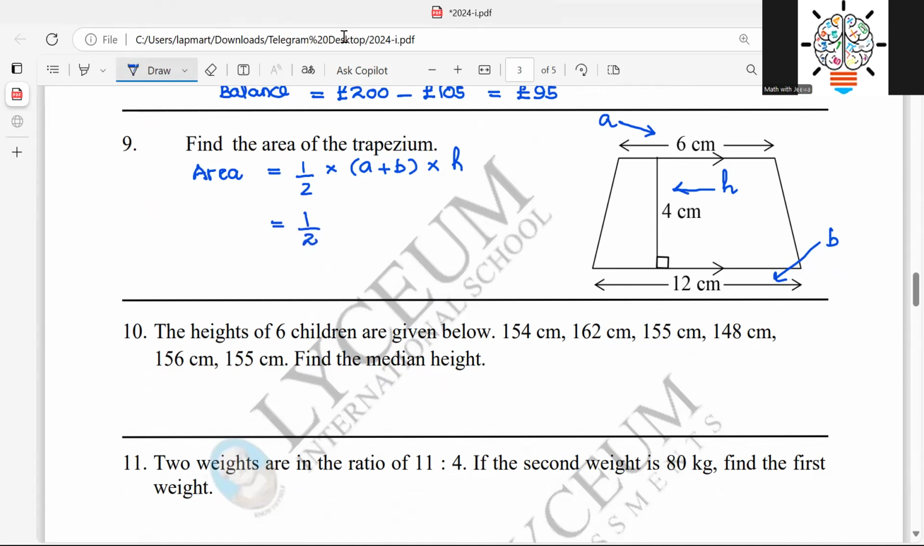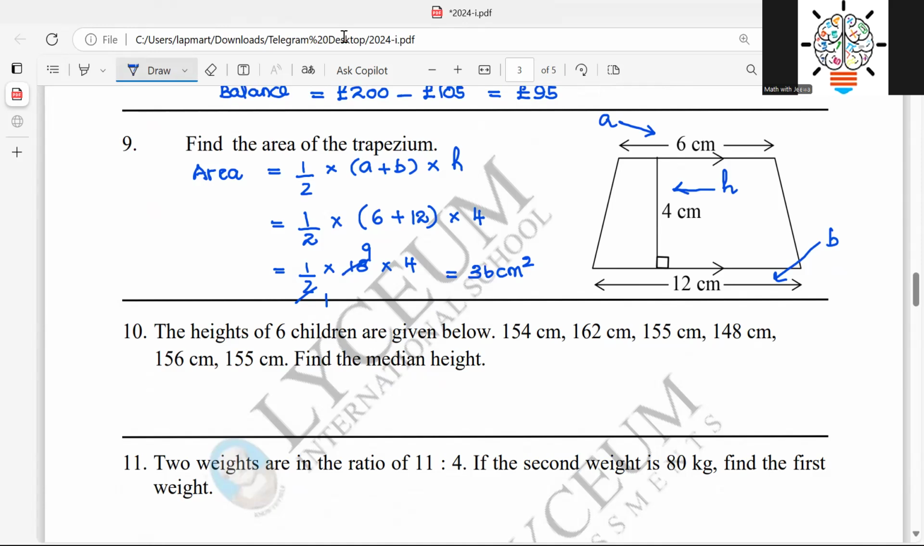So here, half multiplied by (6 plus 12) into H. So it is half into 18 into 4. So 2 times 1, 2 times 9. So the answer is 36 centimeter squared. Right? 36 centimeter squared. A plus B into H into half.